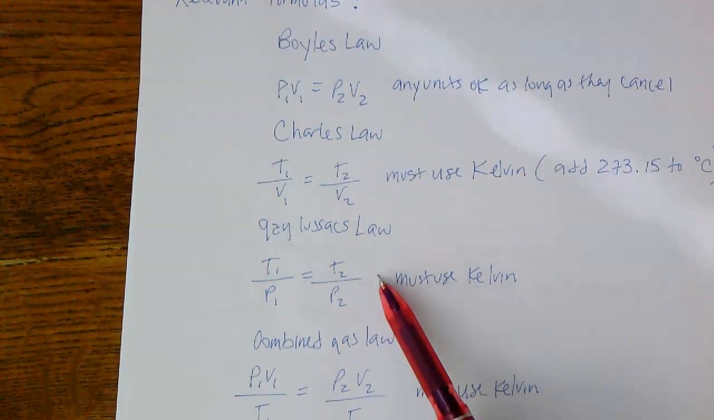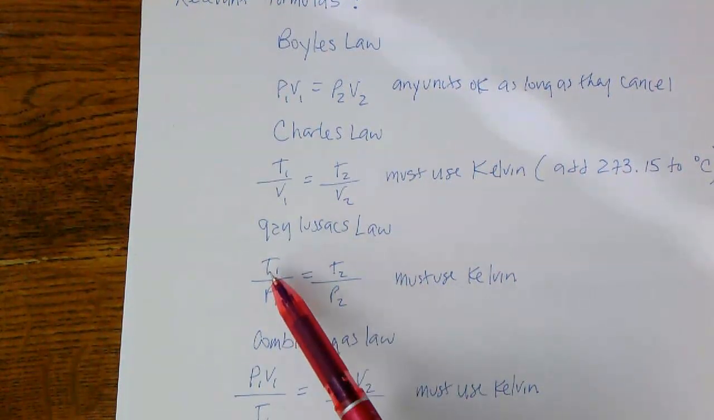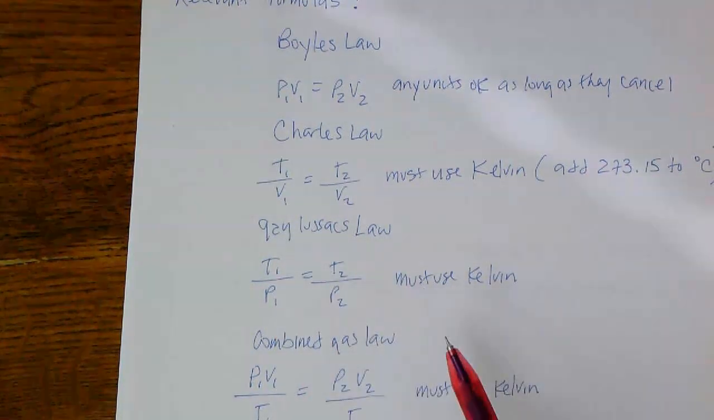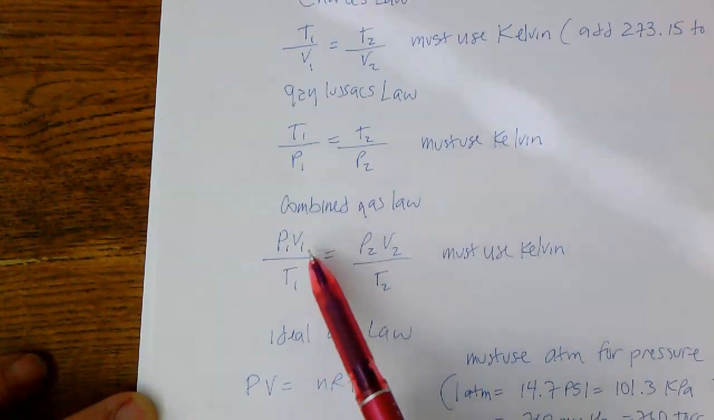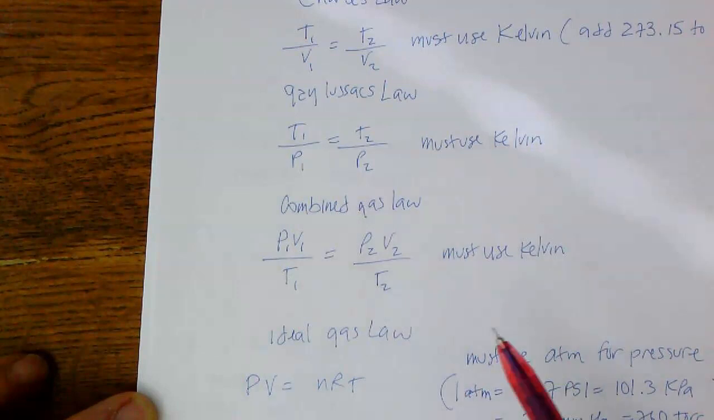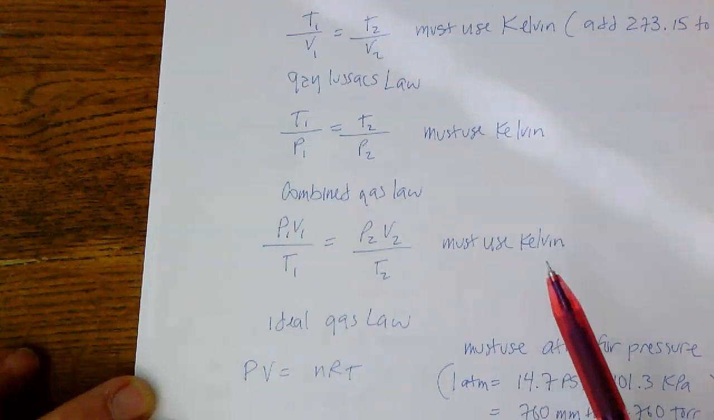Gay-Lussac's law, volume does not change, so it's a container that cannot expand or contract. And as the temperature goes up, the pressure will go up. Think of it as a dangerous law. We can combine these like this, for when there are changes in pressure, volume, and temperature. Remember, use Kelvin for your temperature.